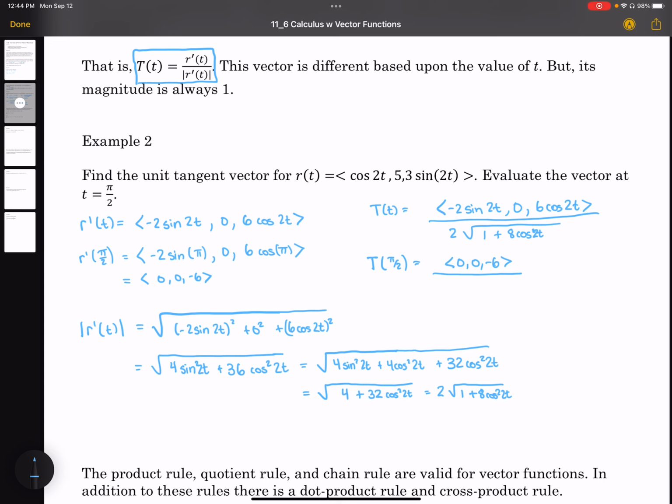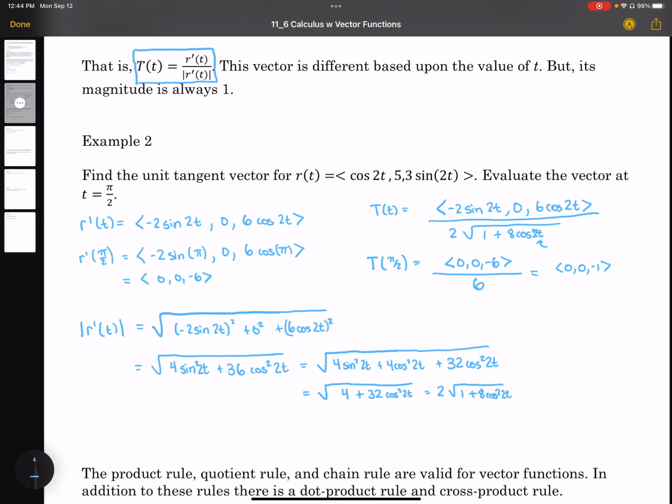In our denominator, we're going to substitute in pi over 2. So this angle is going to turn into pi. So the cosine of pi is negative 1. Negative 1 squared is 1. 1 times 8 is 8. Plus 1 is 9. The square root of 9 is 3. 3 times 2 is 6. So what we get is a vector that has the components 0, 0, negative 1. So, of course, the magnitude of that vector is 1. So we can see that this unit tangent vector actually gives us a unit vector when we substitute in a particular value.